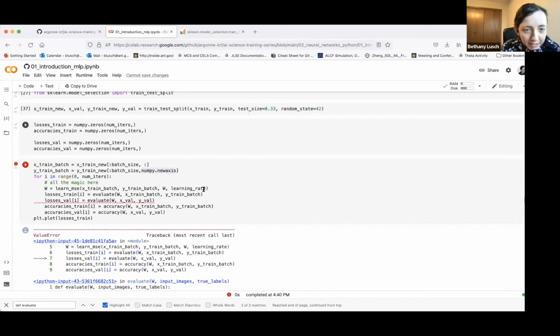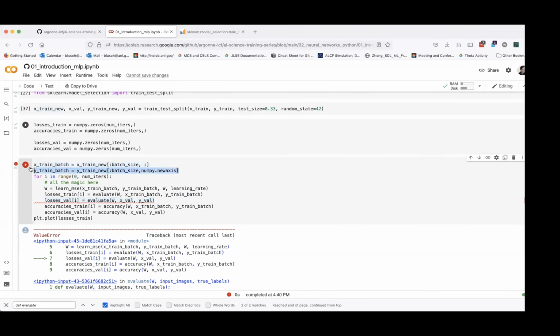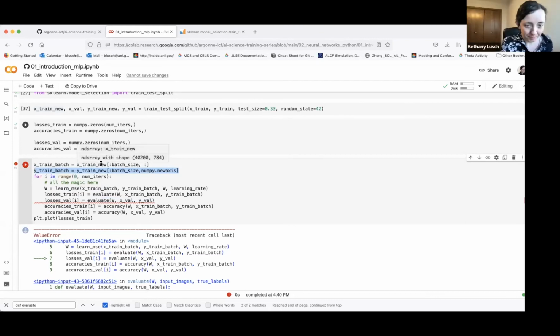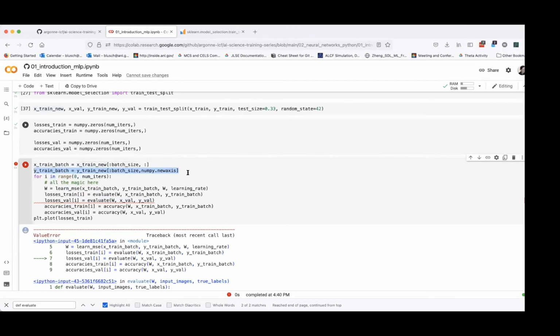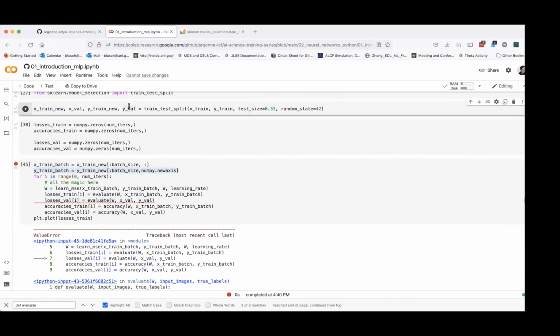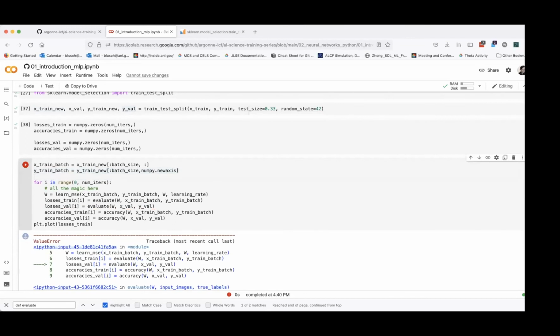Okay, does anyone spot my error? Confused about why the training works and not the validation. We want to change X val and Y val to put into those new variables that you created on 37 in the cell above. Yeah, your Y val doesn't have the new axis. The broadcasting isn't working properly. Of course, thank you.